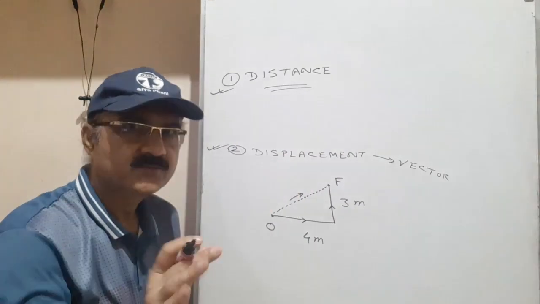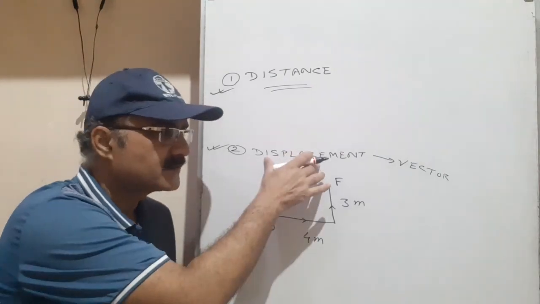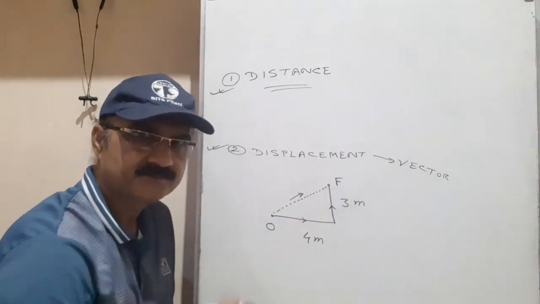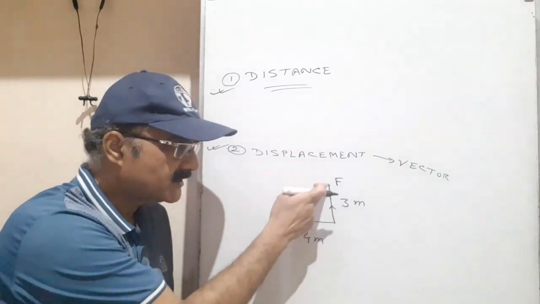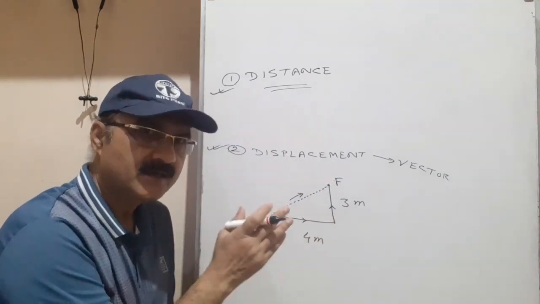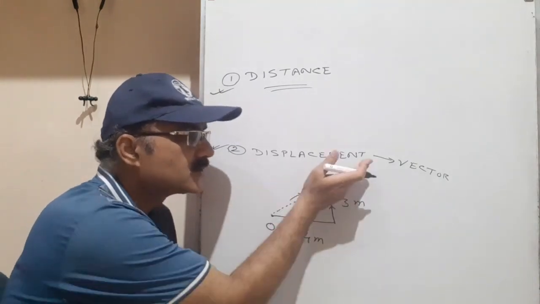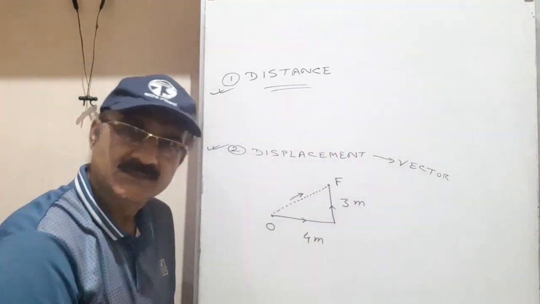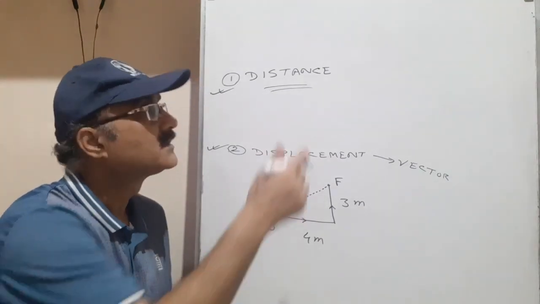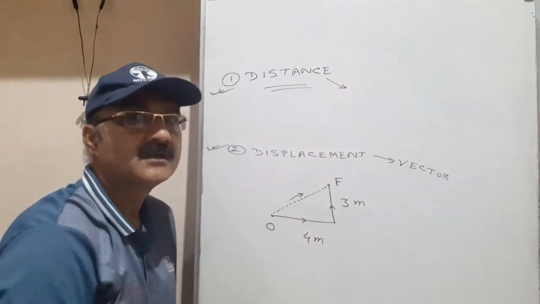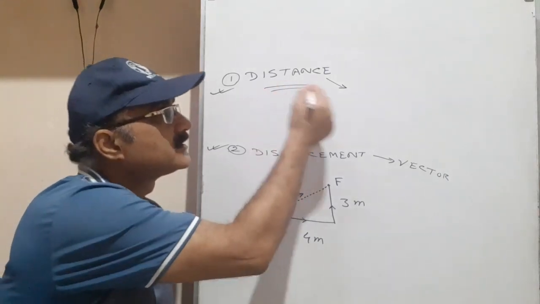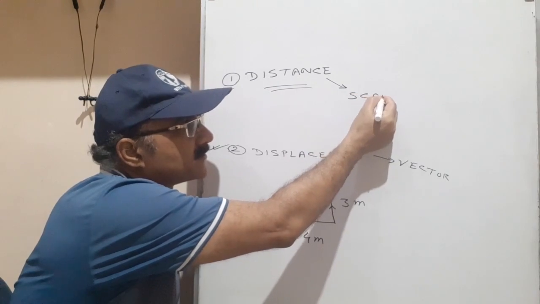Clear? So what have we learned till now? The displacement is a vector quantity. It has a magnitude and a direction. Okay, the magnitude is given by the shortest distance between the initial position and the final position, and the direction is from the initial position to the final position. Clear? So displacement has both magnitude and direction, but distance has only a magnitude. It does not have any direction.